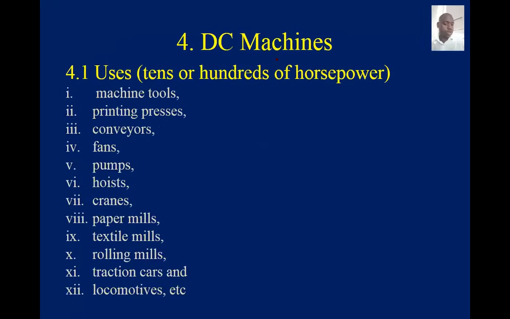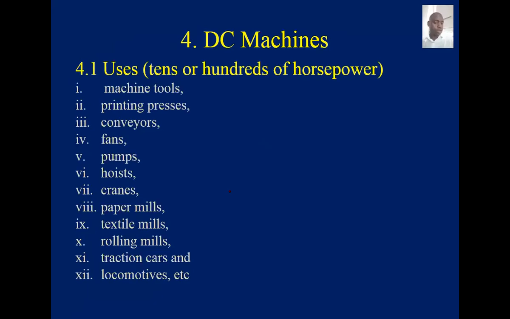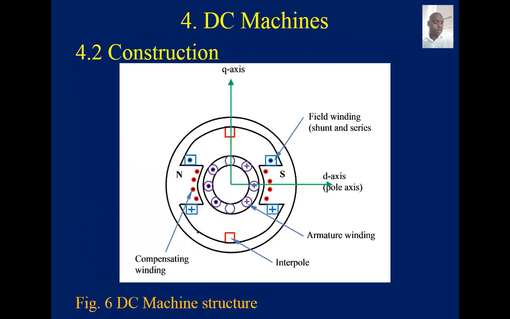Basically, when we're looking at DC machines, they are found in many uses in the conveyors. They are there in cranes, in paper mills, in textiles, and so on, in locomotives. Most of those things basically use DC machines in the order of hundreds of watts and or horsepower and so on. I'm sure you know how to convert from horsepower to watts and watts to horsepower.